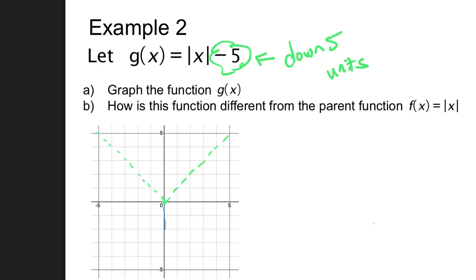So again, this vertex moves down 5 units and puts it here. Maybe a point over here, we put it down 5 units, and it's now here. Maybe this coordinate pair over here at x equals -1, we'll move it down 5 units and put it here. Let me fill in the rest of these points. Okay? And then I can draw my line, and we get the graph of the absolute value of x minus 5.